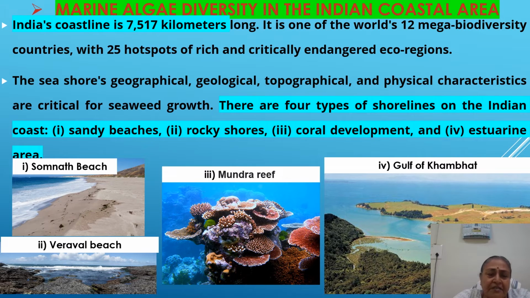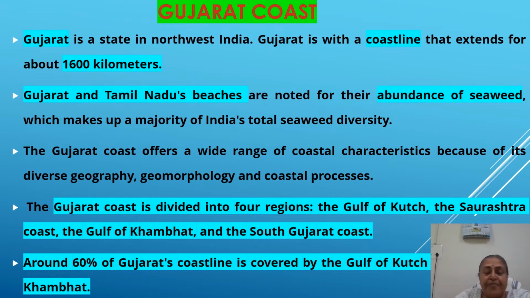See friends, Somnath beach we consider as a sandy beach, whereas the second one, Veraval beach, is rocky type, and the third, coral development, has been reported on the beach of Mundra, and the estuarine type of shoreline is reported at the Gulf of Khambhat. So these are the different types of coastal area found in Gujarat. And now I will talk about the coastline of Gujarat.